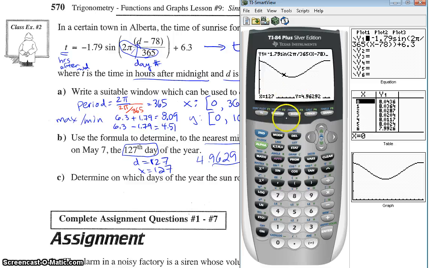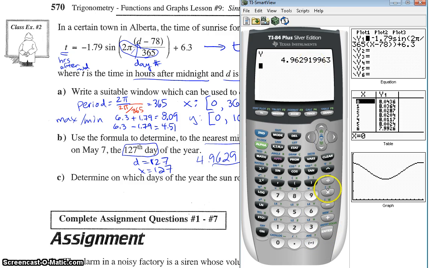When you go trace and you type in 127 and you get that for a y value, if we quit out of there and I type in y, notice y is underneath alpha. Where's y? There. Okay, see how y came up? Hit enter, and look at that.